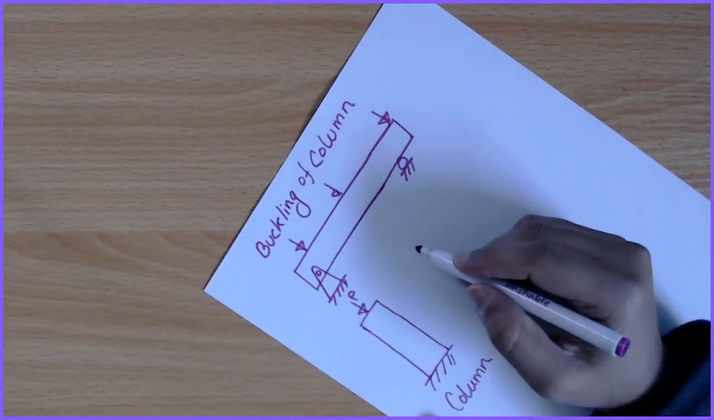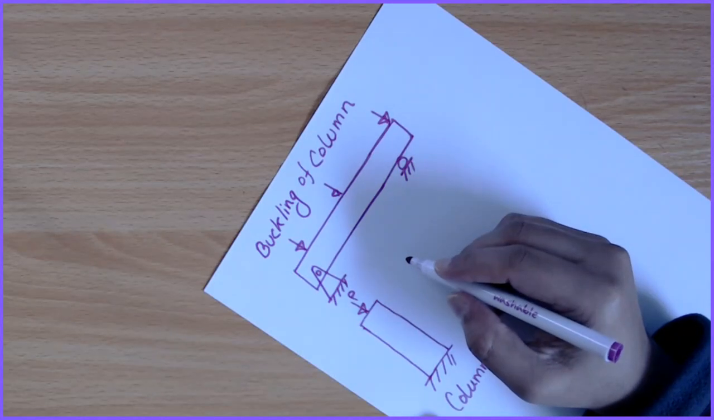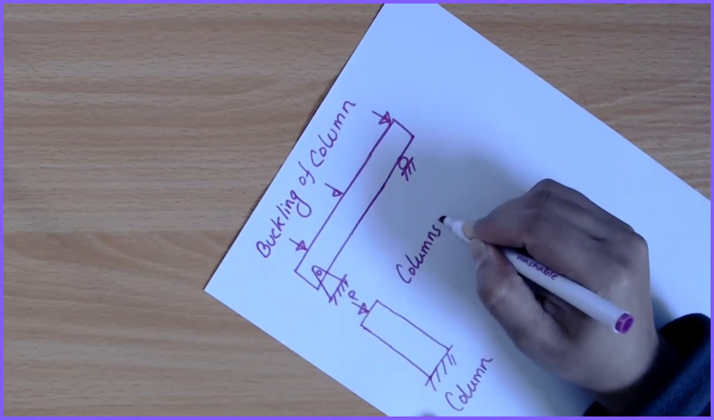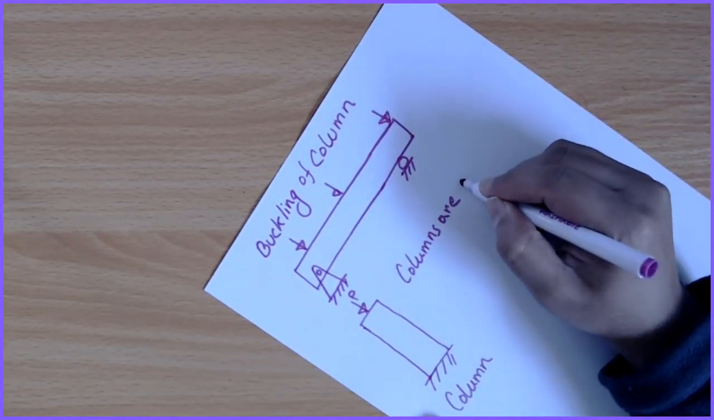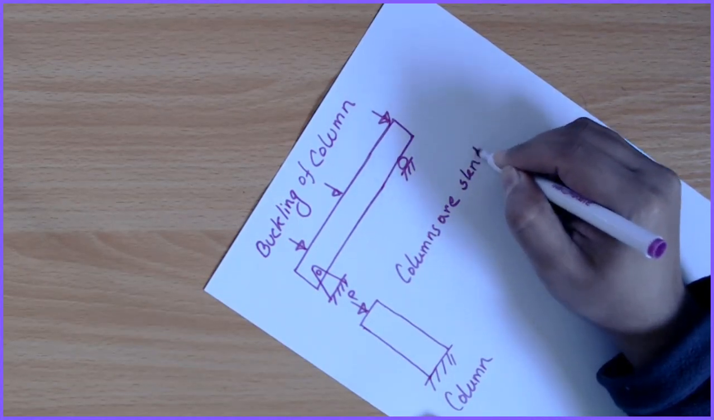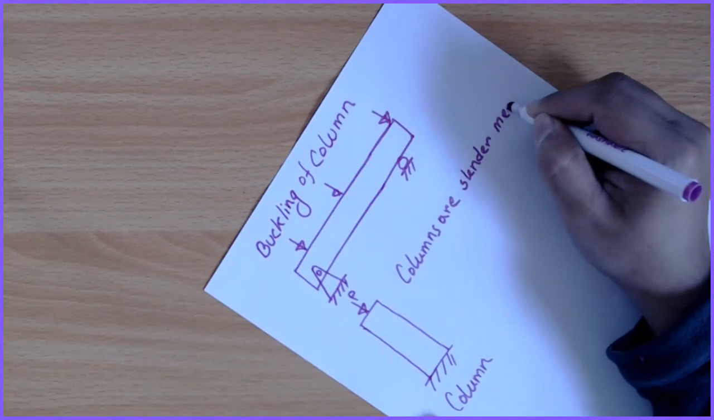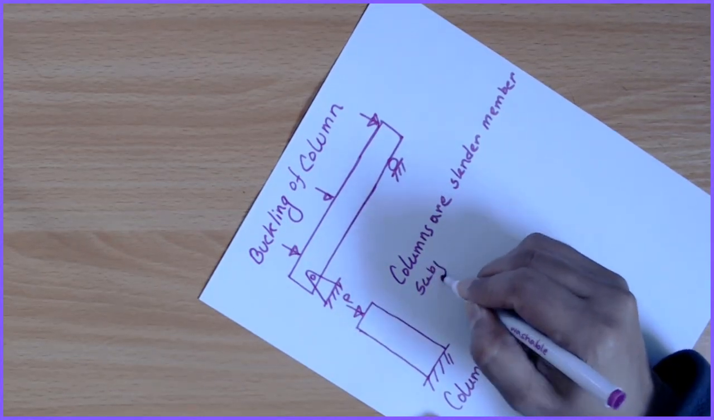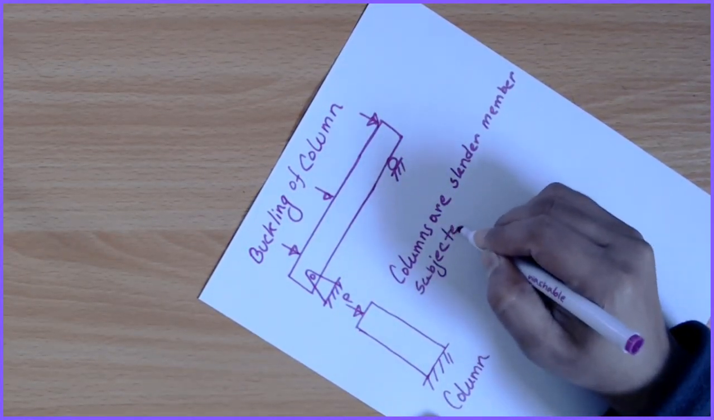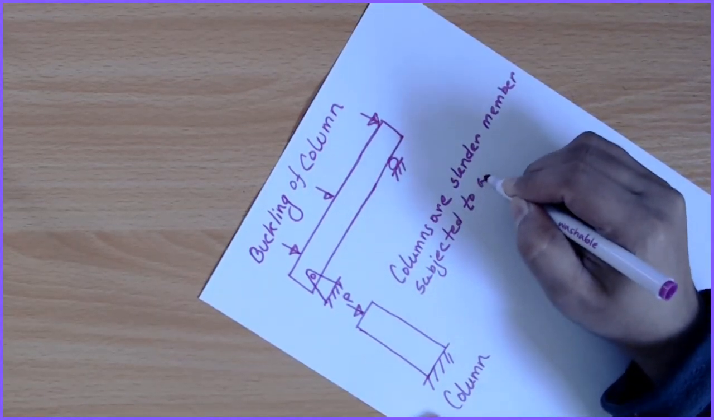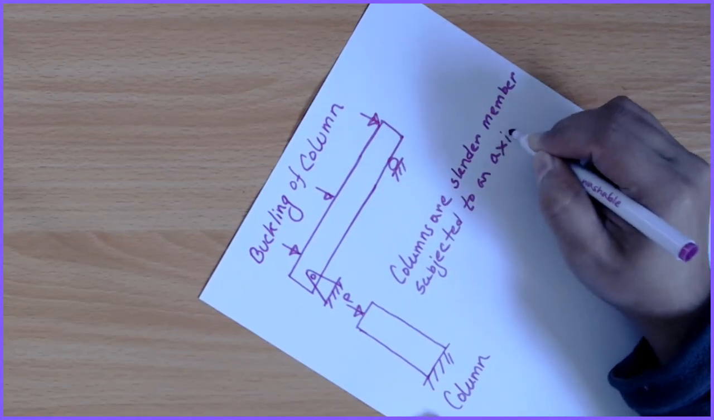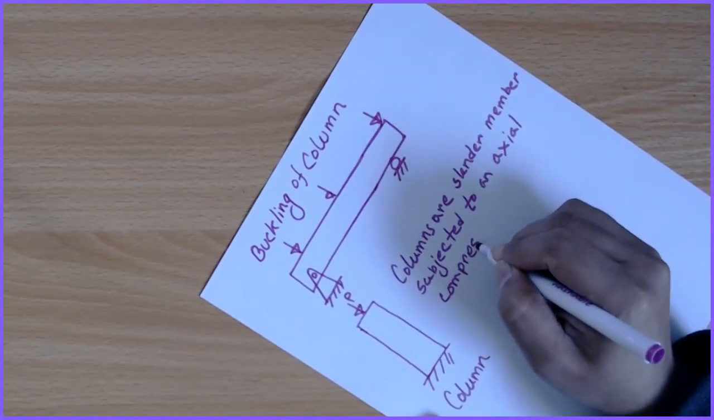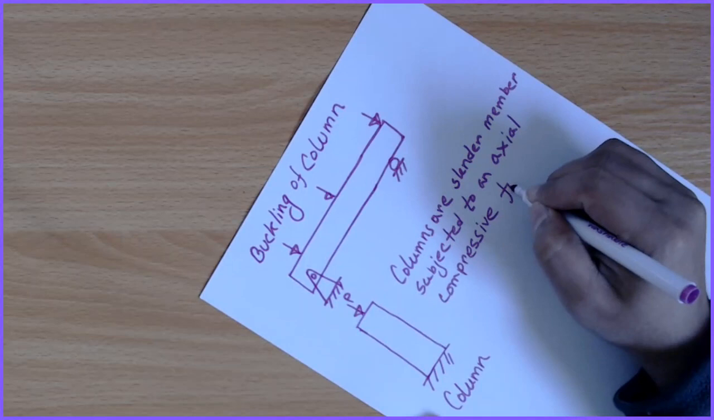Okay. Now the definition of a column is: columns are slender members subjected to an axial compressive force.